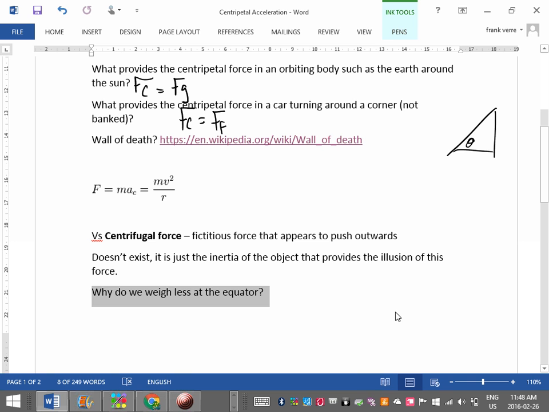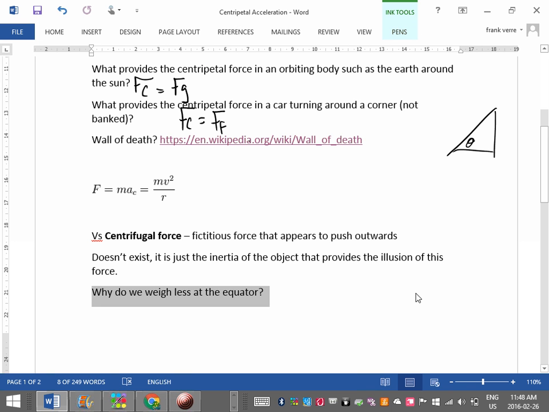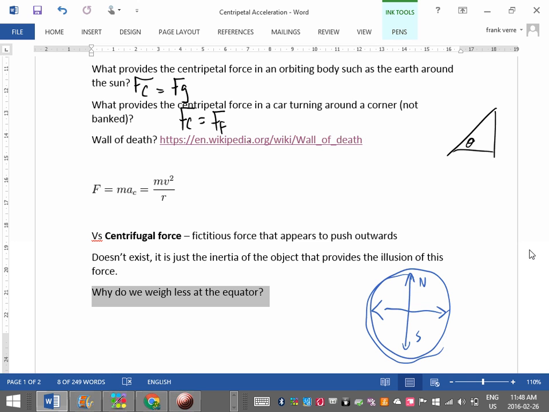Have you ever seen the Earth? Is it a perfect circle? No. It actually bulges where? If you were to look at the Earth, okay, this is the equator, and this is the North and South Pole. Which is bigger? Because if it was a perfect circle, it would be the same, right? The diameter as measured north to south versus east to west would be exactly the same. But it's not.